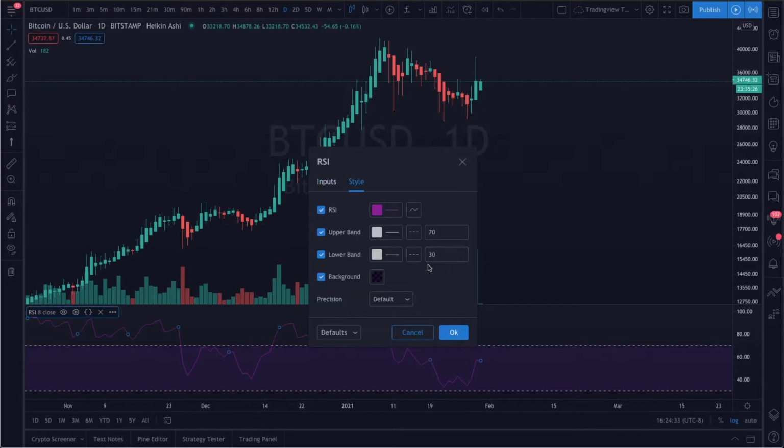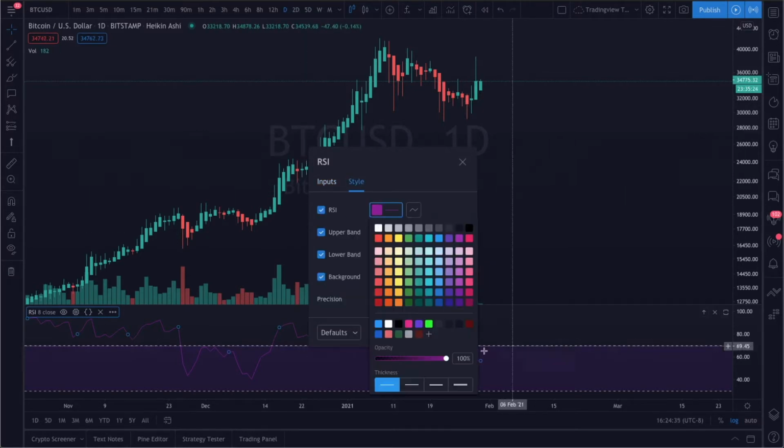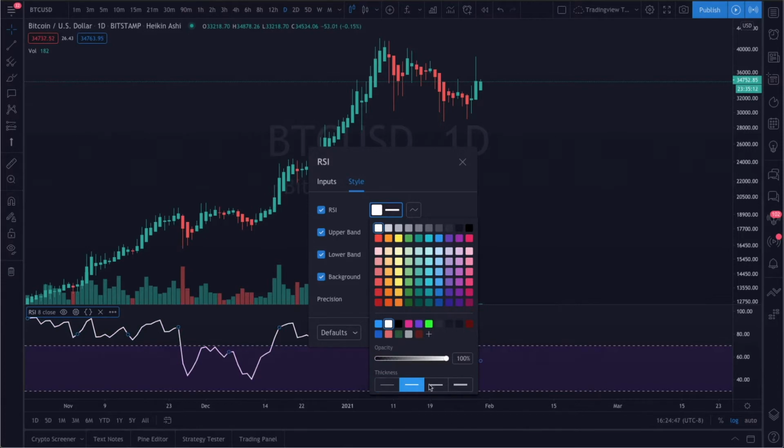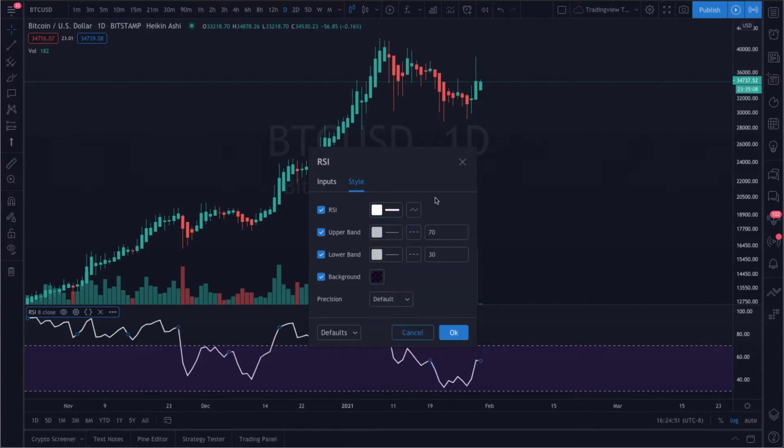Now, one thing I like to do, I do like the color purple, but it's hard to read because I keep a dark template setting for Tradingview. So I change this to white, and I'll either take it on the second level of thickness or keep it on the first, but for this lesson, we'll keep it on the second. Now, you can have this background to help you determine when price is actually in the overbought or oversold areas.